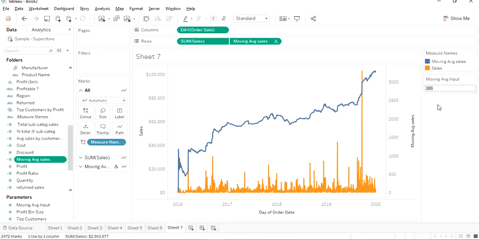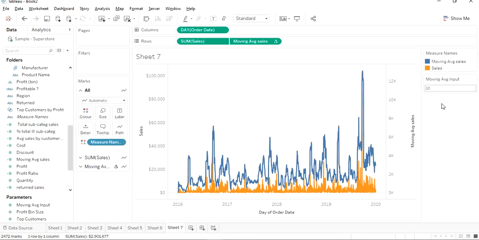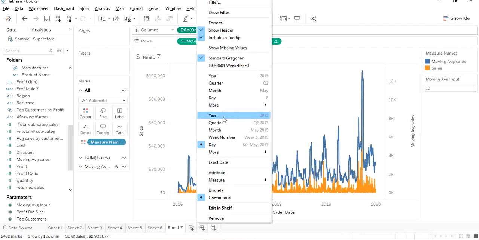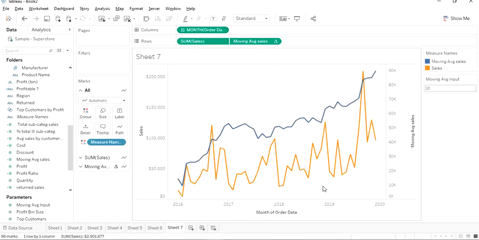Okay, so for example, if I look at only a 10 days moving average, this is my short-term moving average. Now see that it has more volatility, and maybe if I go to monthly, I can change it to monthly, then this 10 days is at least better. So now this is my monthly sales, individual sales, and this is, on a monthly basis, the 10 days moving average. Okay, so that's what it is.